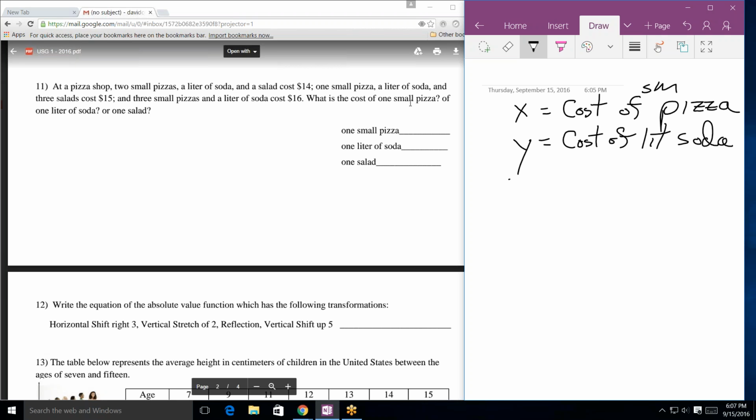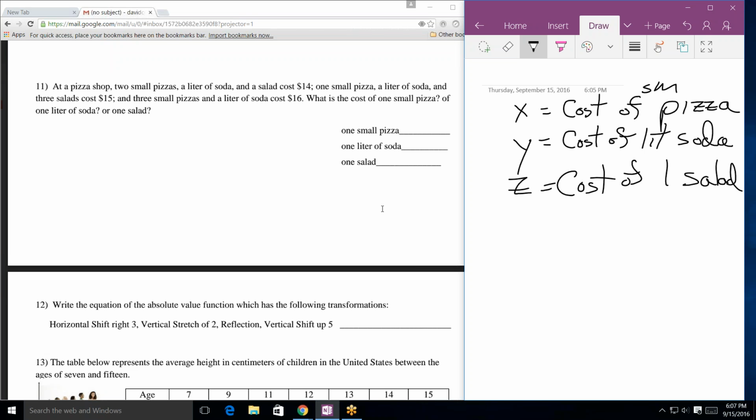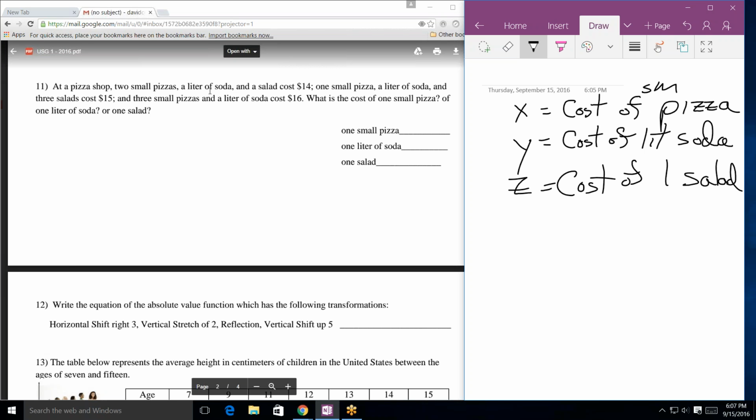And z? The cost of a salad. And that actually, no, they want you to solve for it. So to solve for it, we have to come up with what? 3 equations and 3 unknowns, right? In other words, when you're looking at 3 variables, you know you have to have 3 equations in order to solve it. Well, now let's go to the beginning of the problem and start writing our equations.